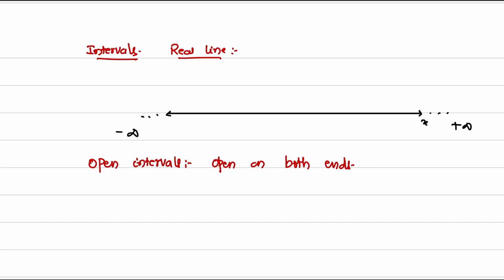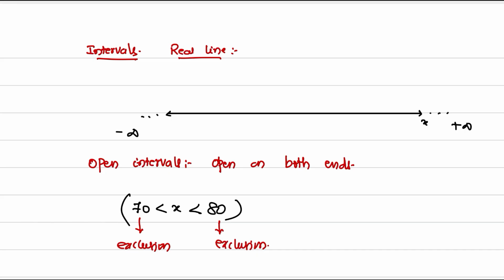For example, 70 is less than x is less than 80. That means I am playing between 70 and 80. I am not including them. This type of bracket denotes exclusion. That means 70 is excluded from your option. Here 80 is excluded. Here you see this symbol is greater than and this symbol is less than.